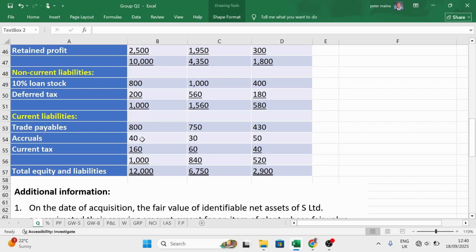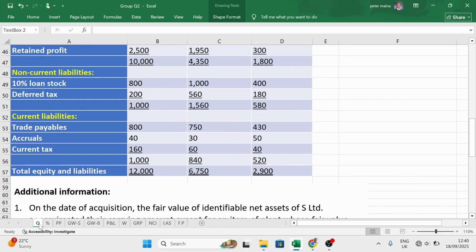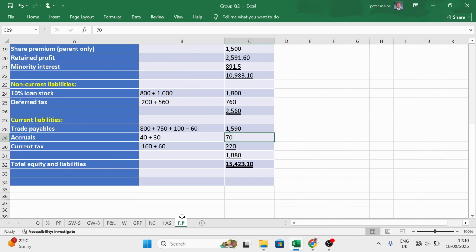Accruals, the parent had 40, subsidiary 30. You add the two, you're going to get 70. That is what we have there. We have current tax. The parent had 160, the subsidiary had 60. You add the two, that is 220, 160 plus 60, and that is what we have there, 220.